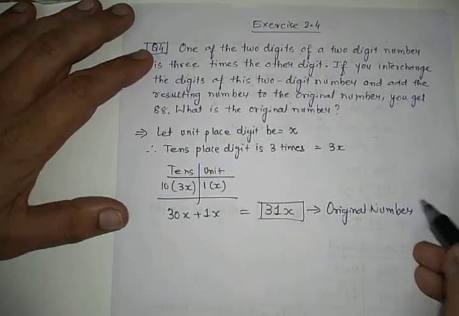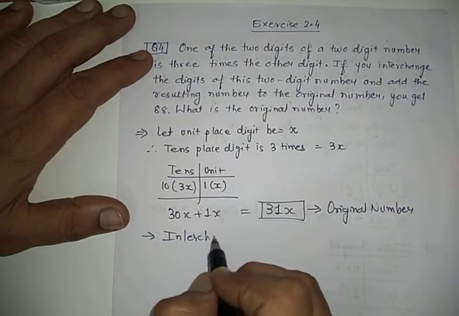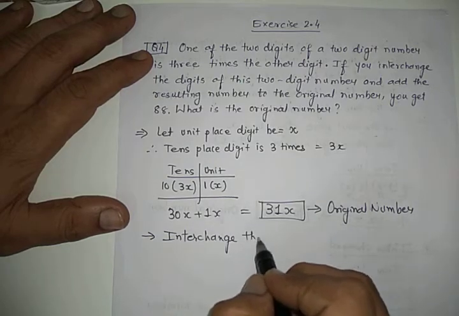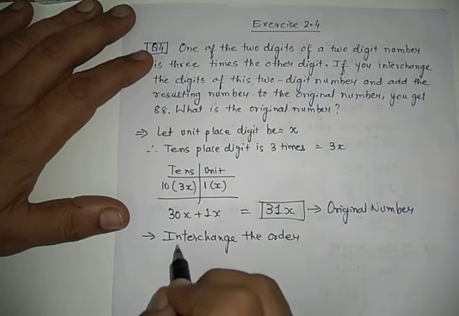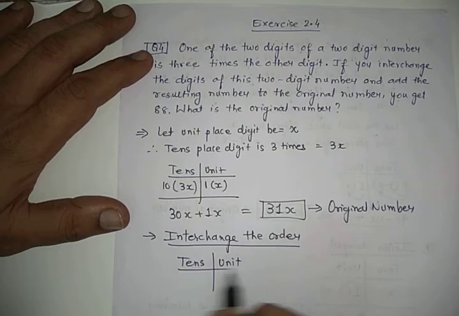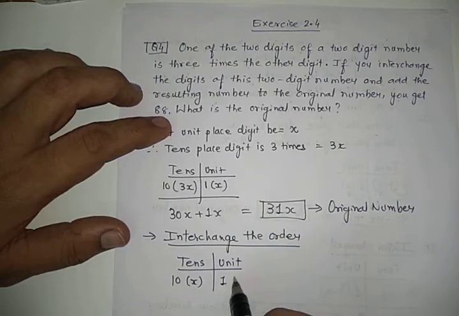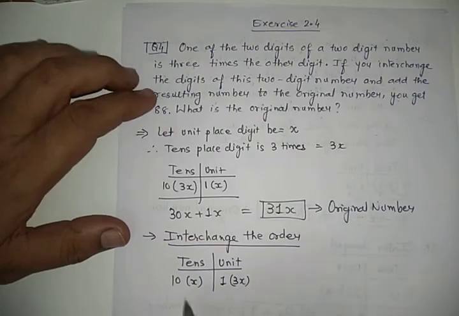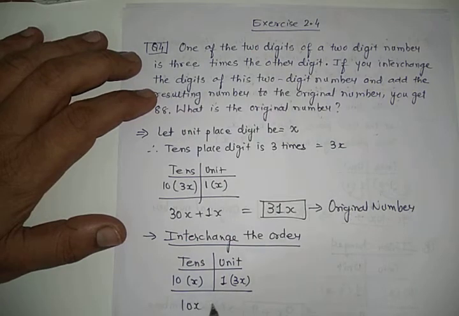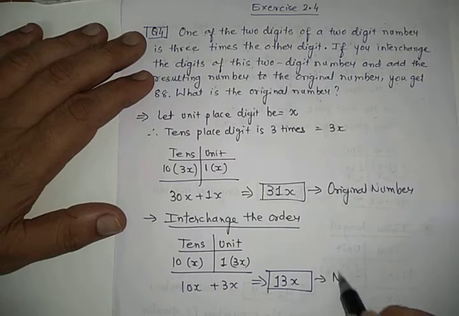Now if we reverse this order, interchange the order, the tens place and unit place are multiplied by 10, but we have to interchange. So this will become x and this will become 3x. So we are going to get the number 10x plus 3x, that will be 13x. This is the new number.